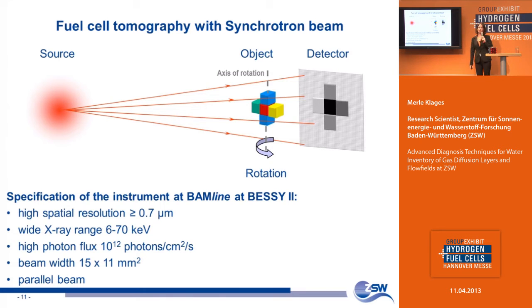With a small object to investigate, you can have a resolution of 0.7 micrometer per pixel, and that's really good especially to visualize, for example, the microporous layer of a GDL, which has a thickness of between 40 and 100 micrometers. So you need a really high resolution to see the water inside the MPL.